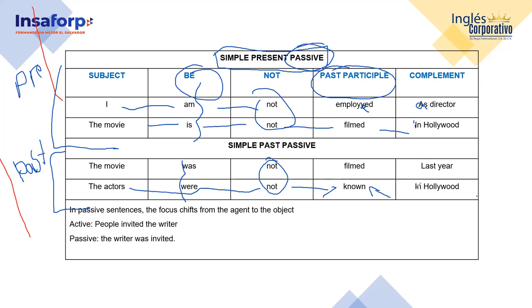The actors were not in Hollywood. Ah, pero si quiero decir que sí eran conocidos, so I drop this out and then I'm going to say the actors were known in Hollywood. You see now the way that we use present passive or past passive. It depends only from the verb to be. Right?